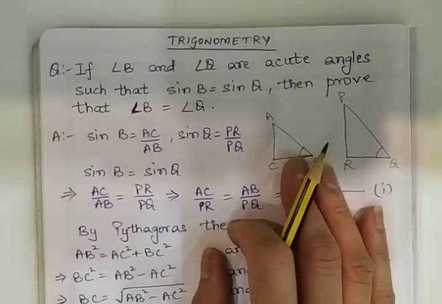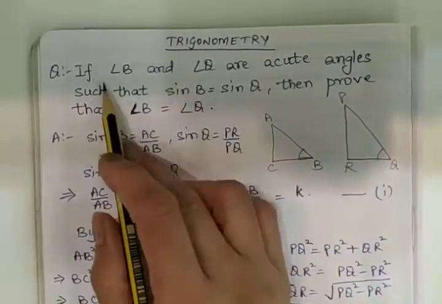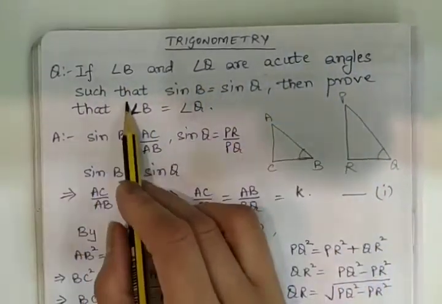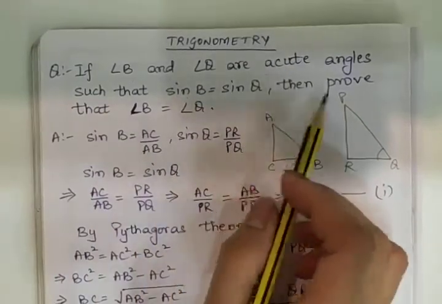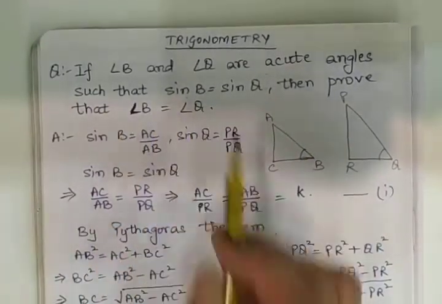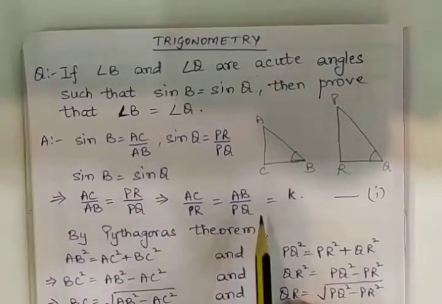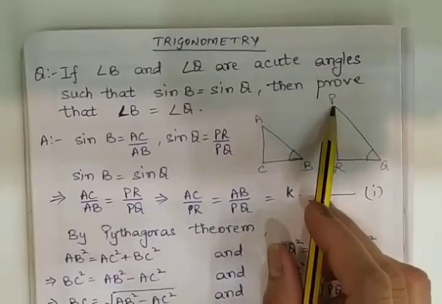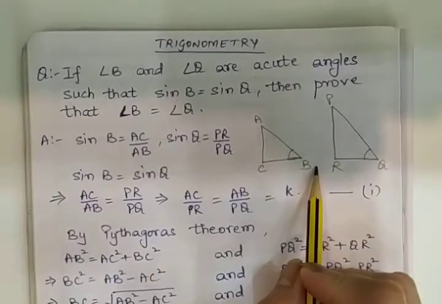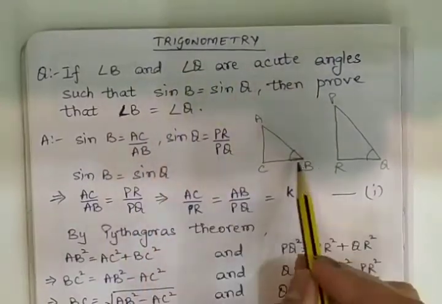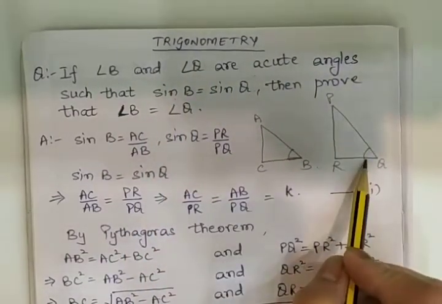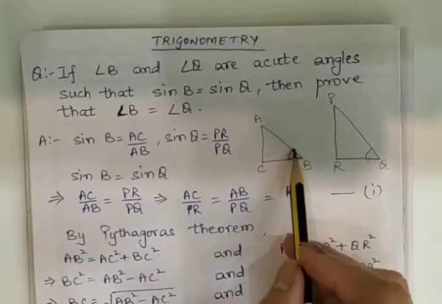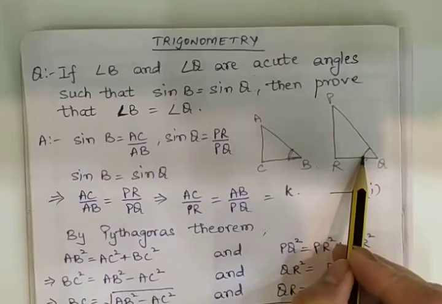Please listen attentively. The question is: if angle B and angle Q are acute angles such that sin B is equal to sin Q, then prove that angle B is equal to angle Q. So here there are two triangles. One triangle is ABC and the other is PQR, and they are saying that angle B and angle Q, meaning this angle and this angle, are acute angles, and sin B is equal to sin Q. So we have to prove that this particular angle is equal to this particular angle.